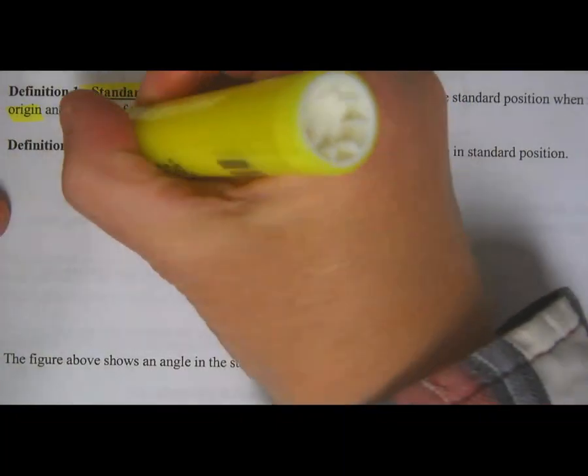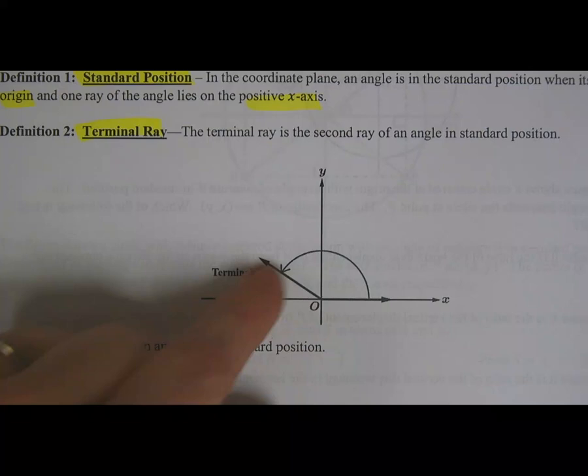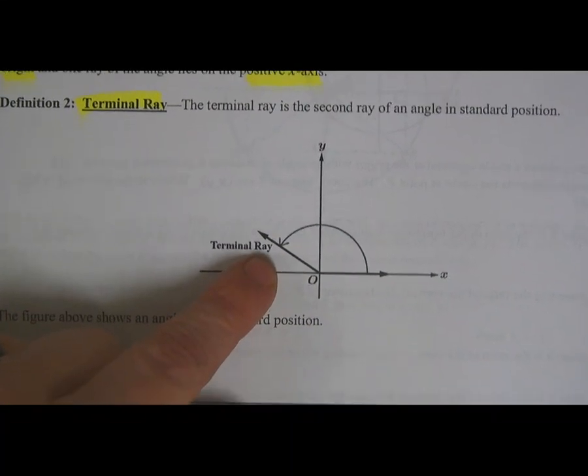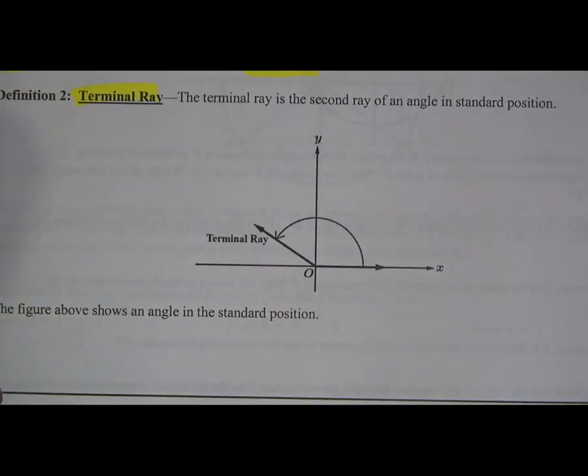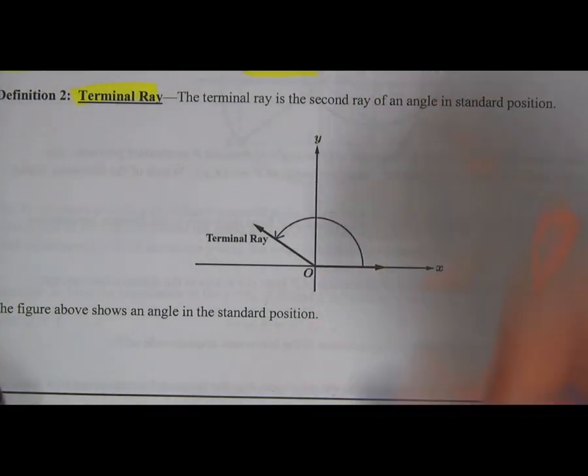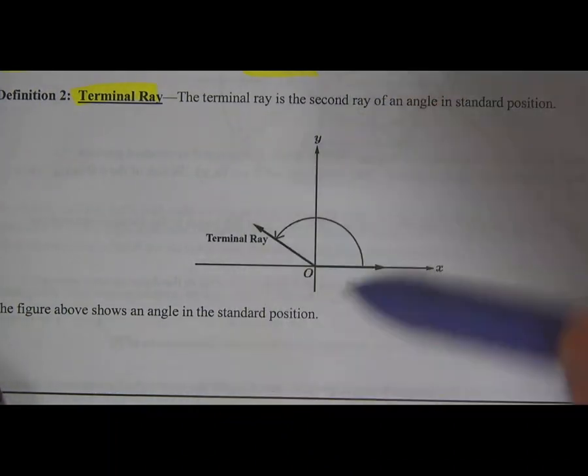And then a terminal ray, that's just where the angle terminates. It's where the angle stops. That's how you can remember that. So that's clearly labeled in the picture. So here we have this obtuse angle. Here is the terminal ray right here.